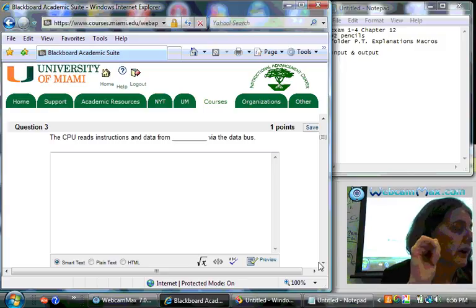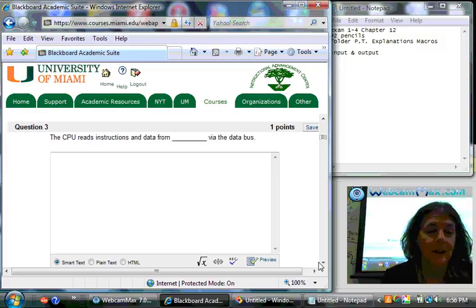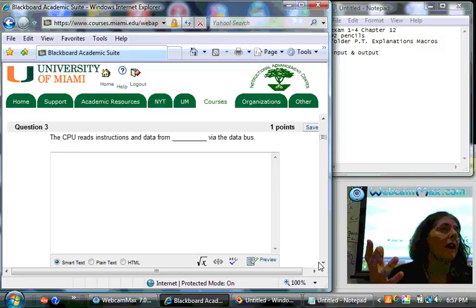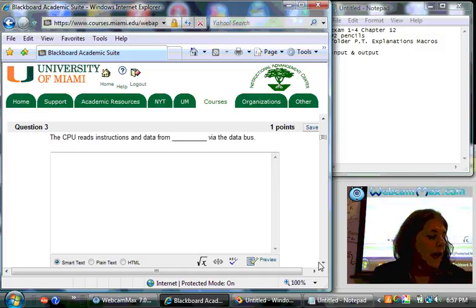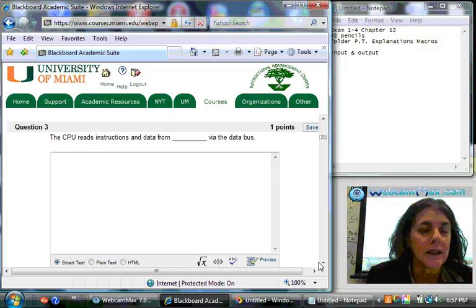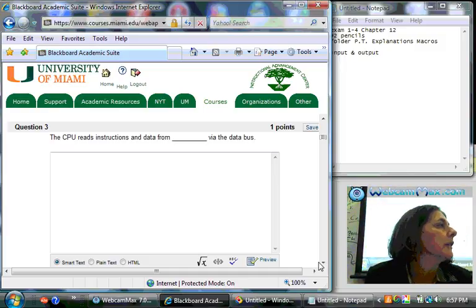So in this case, Jordan, what would that be? The CPU reads instructions and data from what via the data bus? So if I'm right here in the computer, what is it telling me? The CPU has to read those instructions and data from what? You're not too sure. Okay, so what do you think? In this case, what does the CPU do?